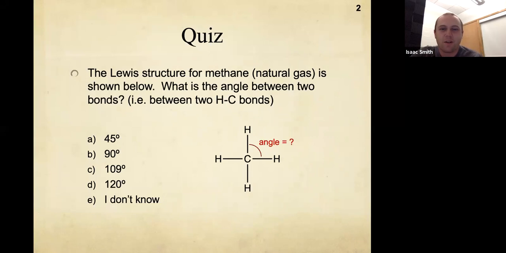Okay, so the question is asking what is the angle between the two bonds, right? So this angle that it shows right here. If you drew a Lewis structure like this and you looked at this angle, it looks like a 90-degree angle, right? But the angle between those two bonds in methane, the formula for which is CH4, is actually 109.5-ish. We're just going to say 109. So 109 degrees, okay? We're going to talk about why this is.